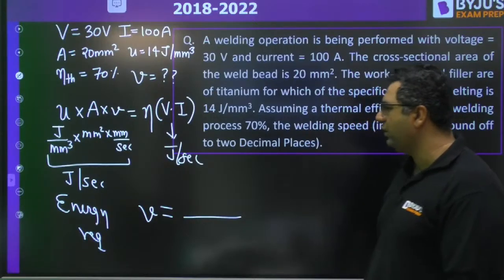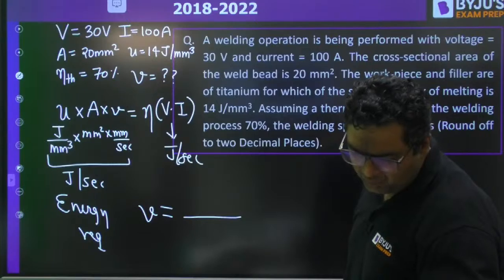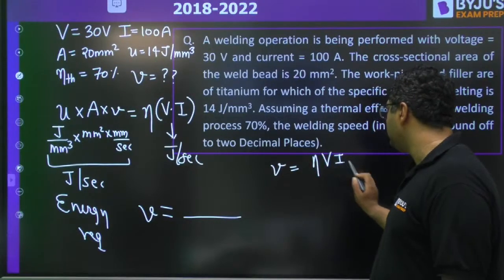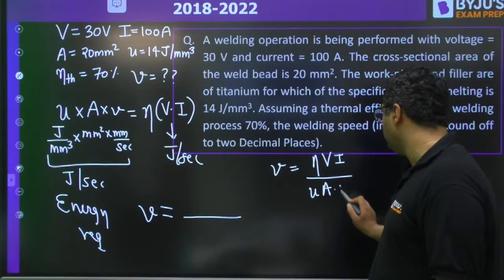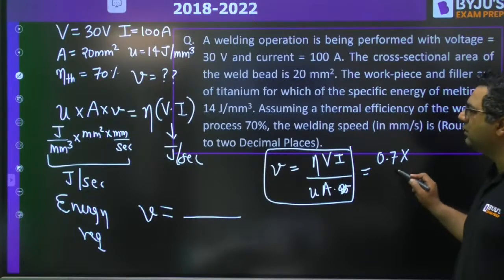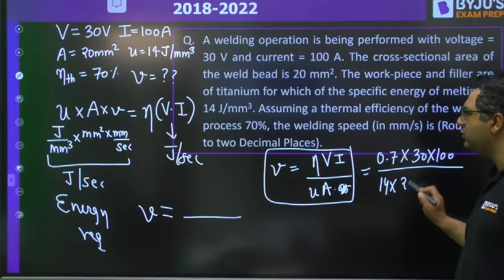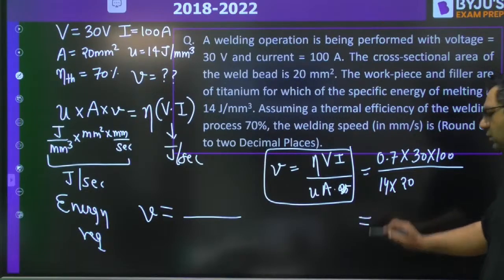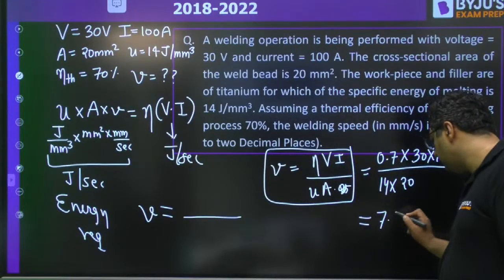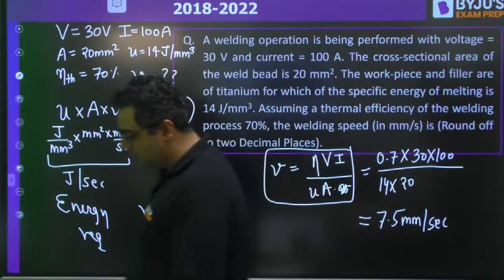Just try to solve it and give the velocity value. Very simple question. Formula is in front of you. If you want the formula for welding speed, it is efficiency times voltage times current divided by specific energy times area into velocity. Sorry, area. So you will say 70% efficiency, 30 volt, 100 amperes. Specific energy is 14, area is 20. What will be the answer? Okay, 7.5 you are saying. 7.5 is correct. Very good.